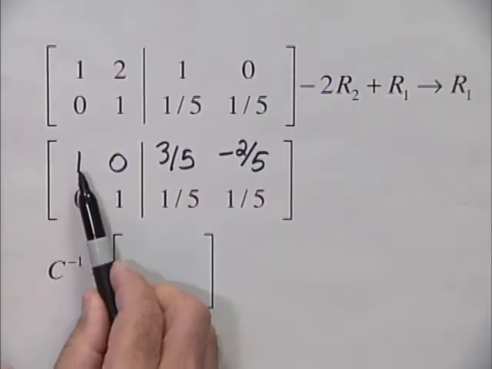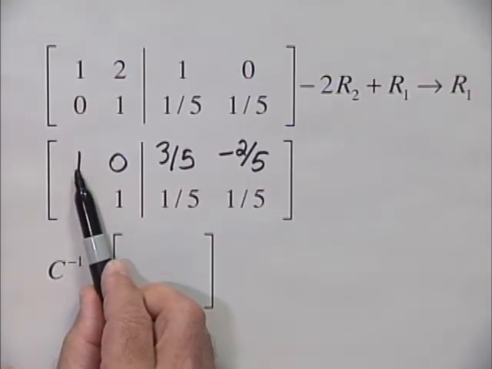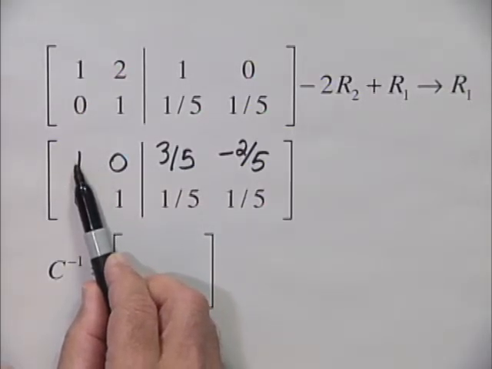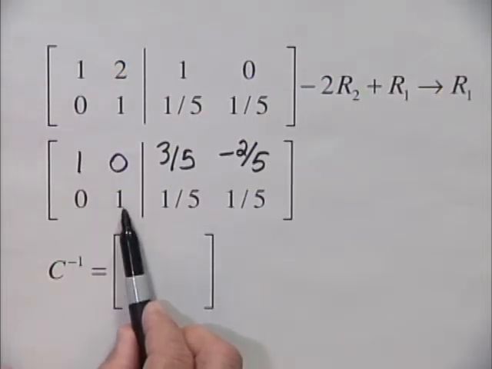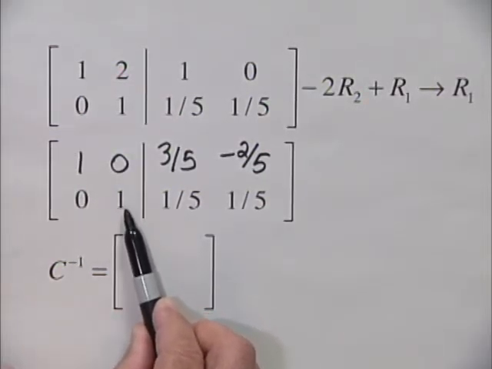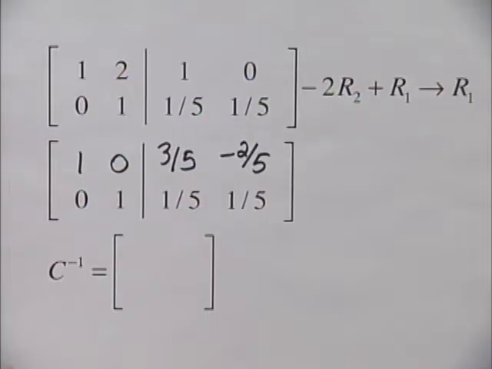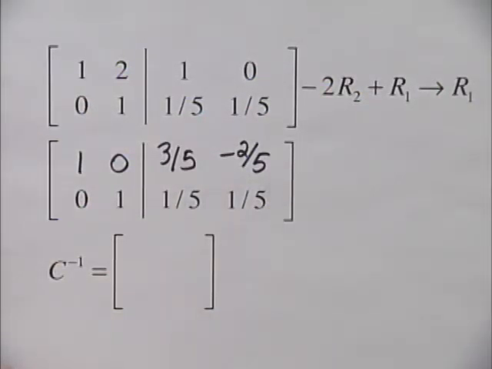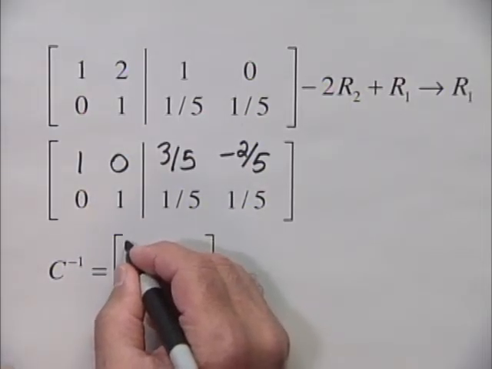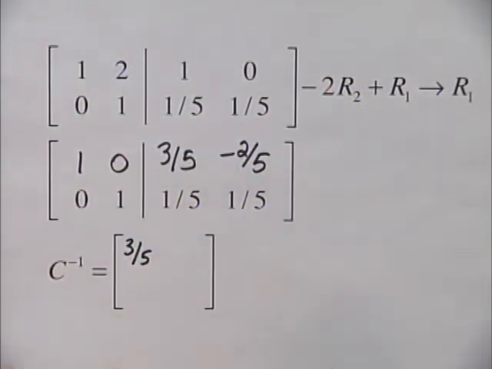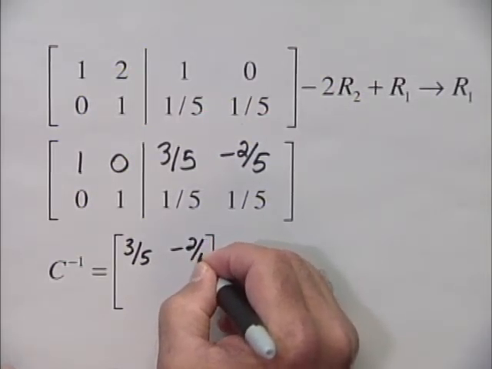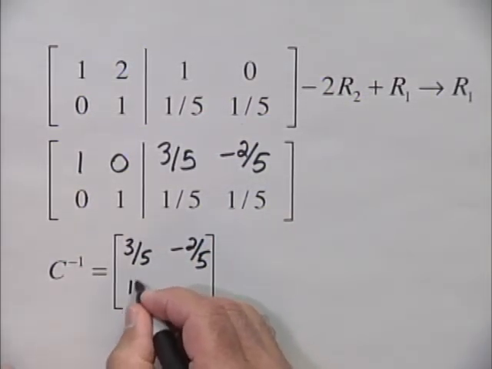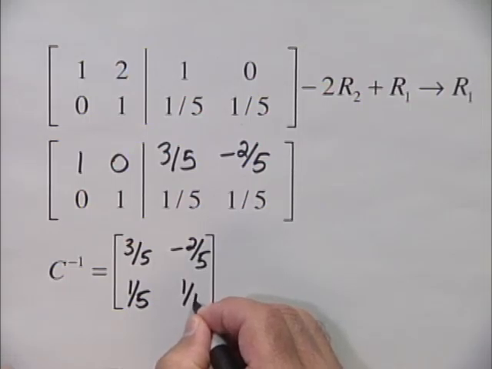Well, now if we see on the left-hand side, we have the identity matrix for a 2 by 2 matrix. 1's along the diagonal, 0 in the other positions. That tells us that this 2 by 2 matrix is the C inverse. So C inverse is 3/5, negative 2/5, 1/5, 1/5.